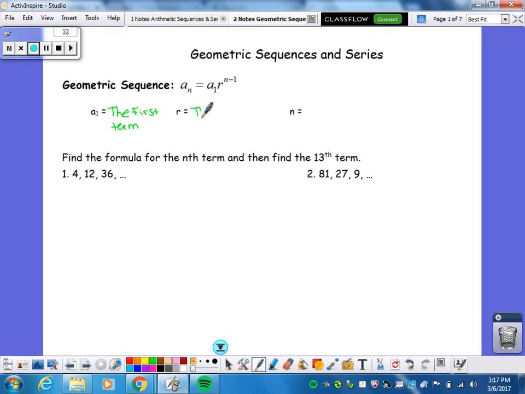R is equal to the ratio, and n is equal to the number of terms.